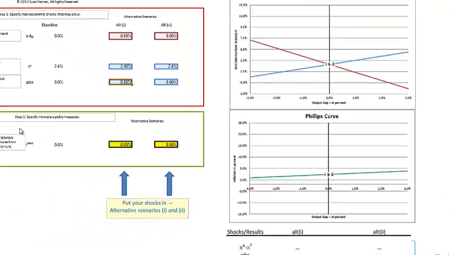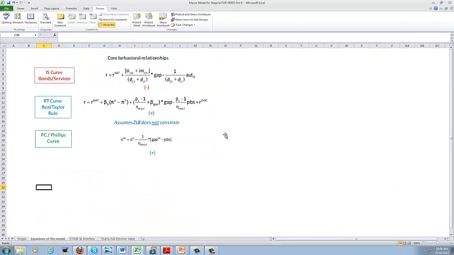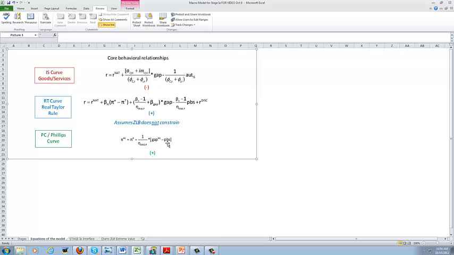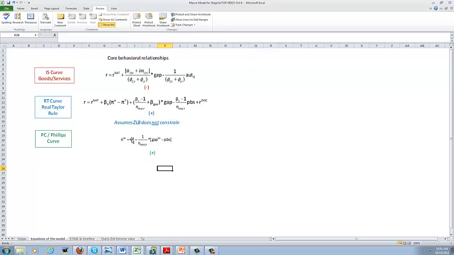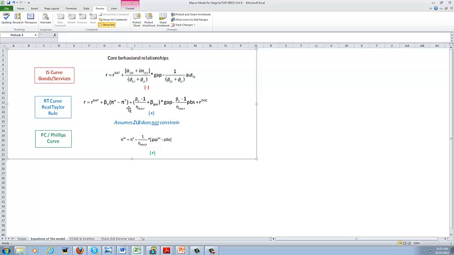Now, before we start plugging in numbers, it's a good idea to go back to our cheat sheet and just think about how the curves are going to shift. Now, here is the Phillips curve, and it shouldn't be surprising that when we have an adverse shock to aggregate supply, that's going to raise the inflation rate. We already knew that because we studied the Phillips curve several chapters back, but it's also important to note that we have substituted the Phillips curve into the nominal Taylor rule, and that's how we obtain this real Taylor rule, the RT curve.